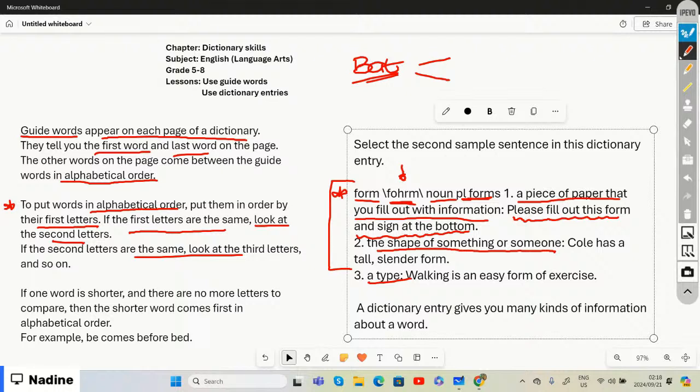So this is basically exactly how you will find it in a dictionary. Which means that a dictionary entry gives you many kinds of information about the one word that you are looking for. They will give you different meanings of the word that you're looking for, and they will give you all the sample sentences of how you can use that word within a sentence, right? That we call a dictionary entry. So that is basically a sample of a dictionary entry.